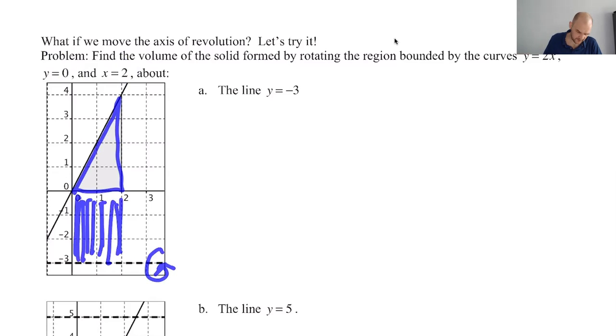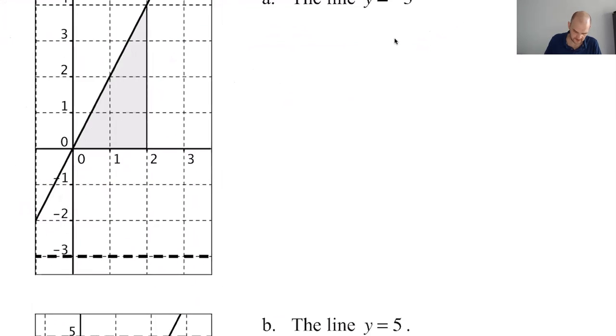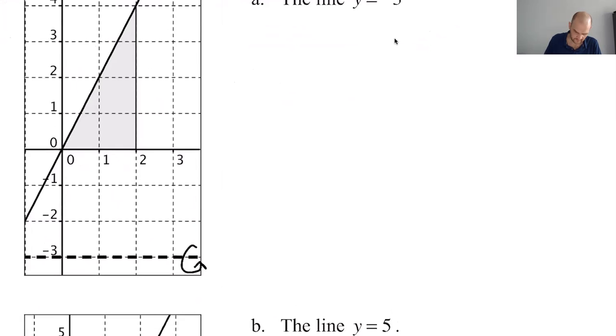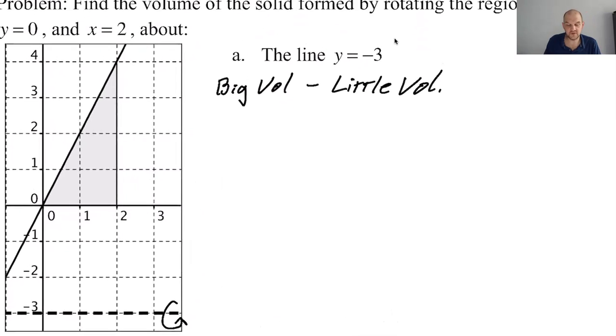And so really what we're going to do is find two volumes and subtract them. We're going to find what would happen if we rotated this and didn't have a hole. And then we're going to figure out what happens when we rotate this and don't have a hole. And then we will subtract the little volume from the big volume. That's our game plan. We want to do big volume minus little volume. So here's what we're going around. To find the big volume, there's going to be a big radius.